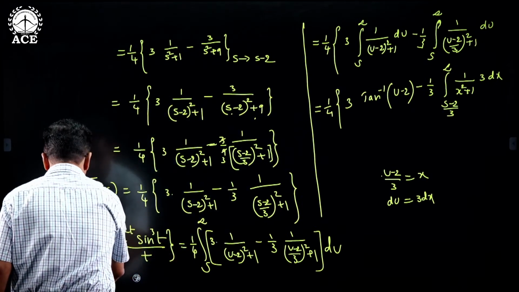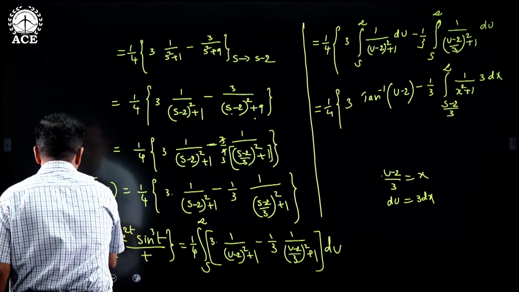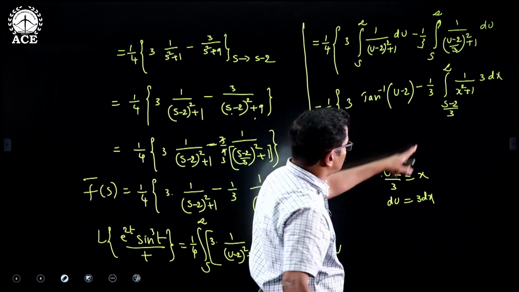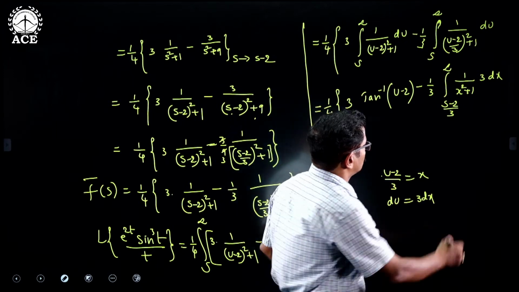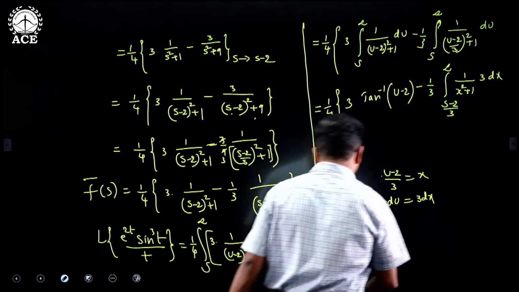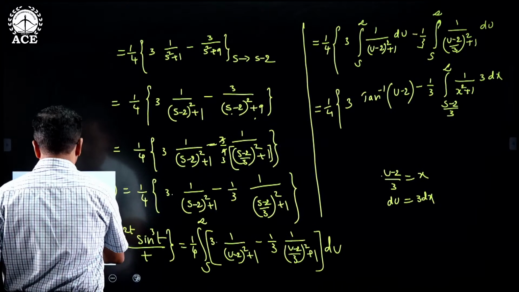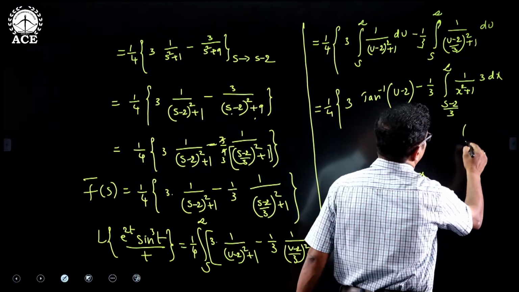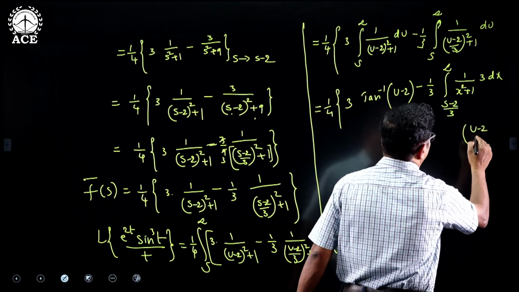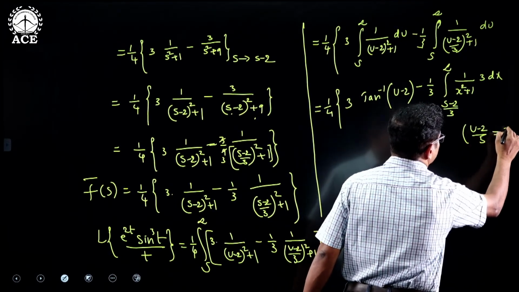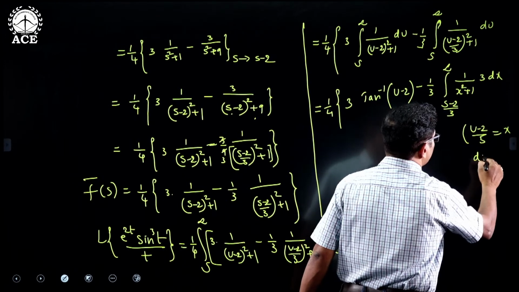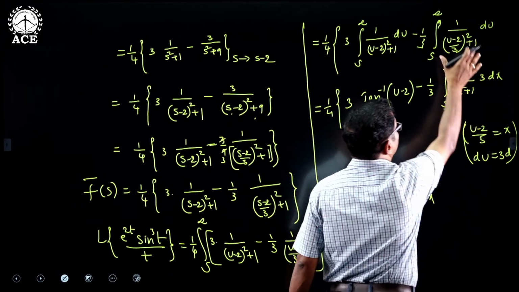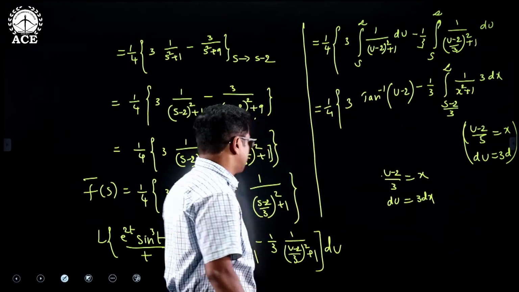Right. So this is the substitution I am using here. Here I will write u minus 2 by 3 is equal to x. Then du is equal to 3 dx. This substitution I am using for evaluating the last integral.